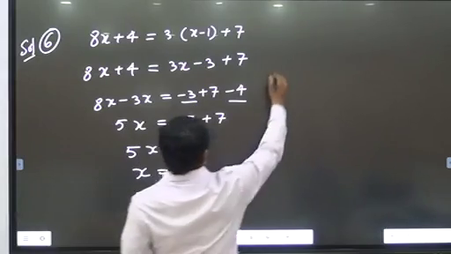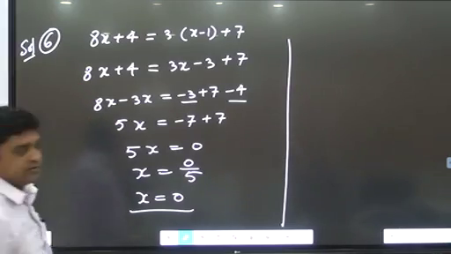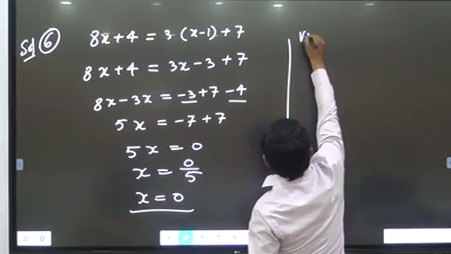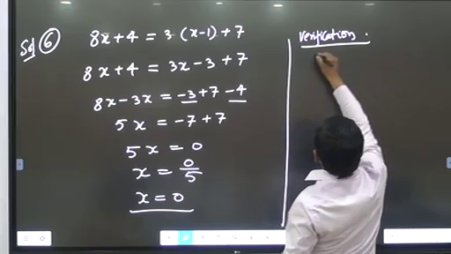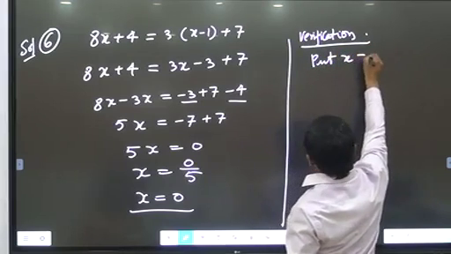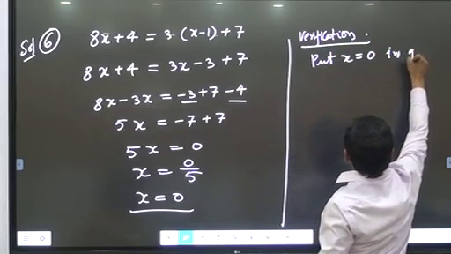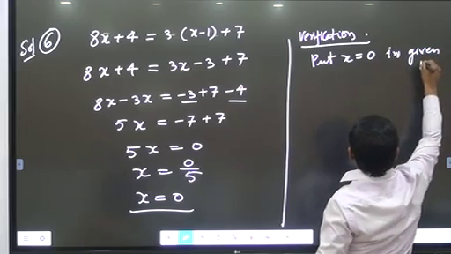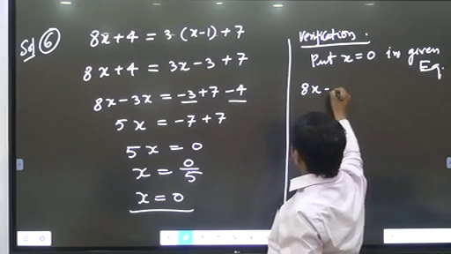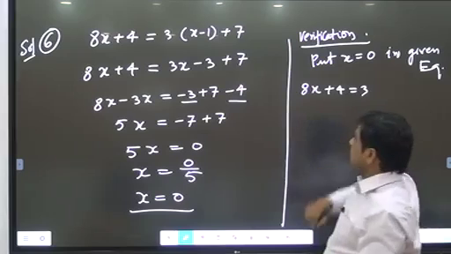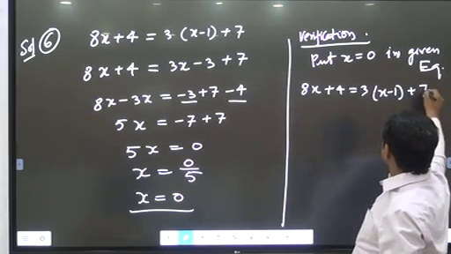So again verification of the answer. Put x equal to 0 in the given equation. So write first verification or checking. Verification. Put x is equal to 0 in the given equation. What is your equation? 8x plus 4 is equal to 3 into x minus 1 plus 7.